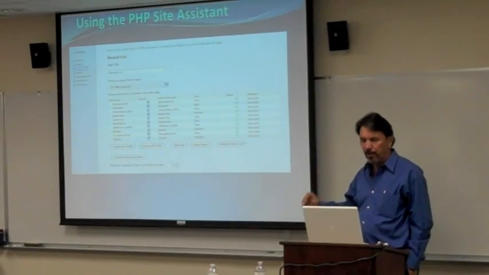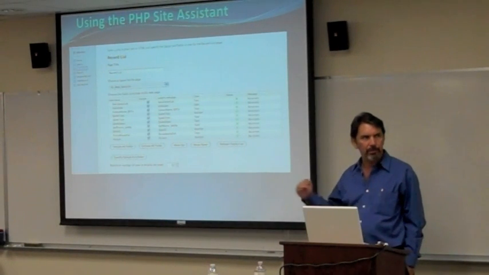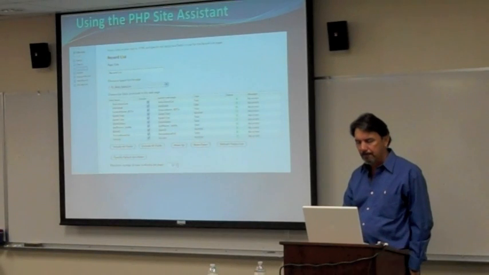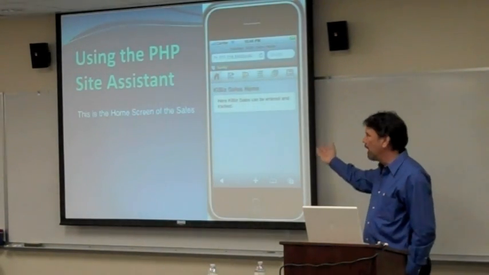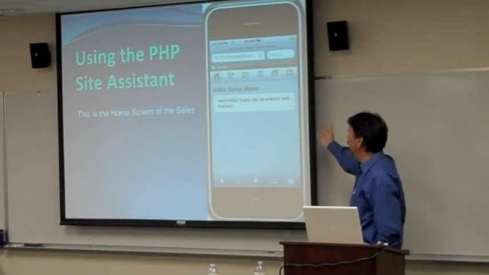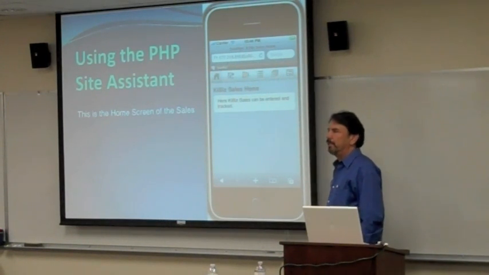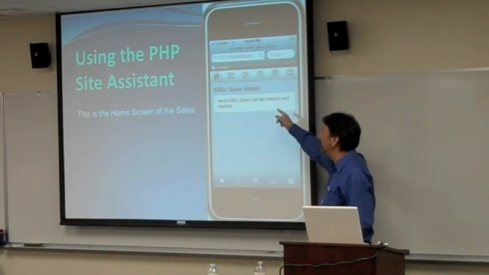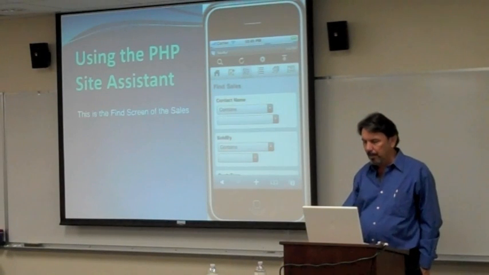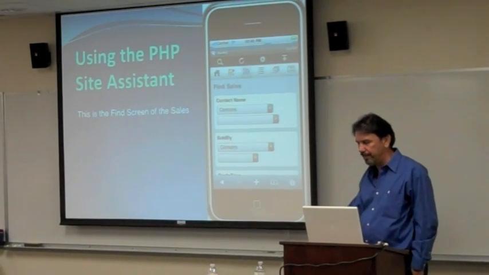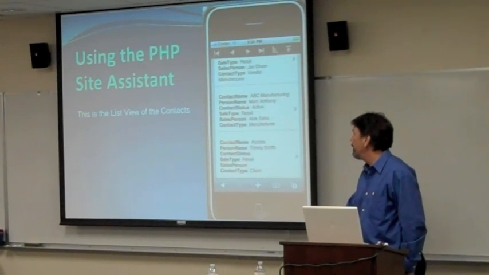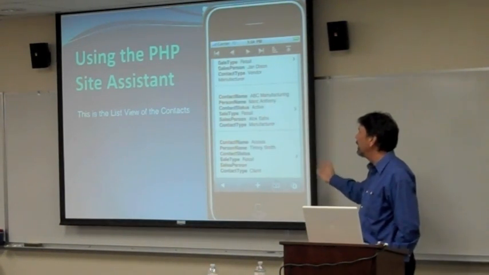You'd have your list view, your detailed view, what fields you want, and it sort of marches you through it. It's like a wizard. And before you know it, voila, you have an application. I mean, it literally took me less than an hour to come up with, and I could get it on my iPhone, and here it is. Here's my home page. Here's my find page, find sales, and it has those nice icons up top. I found the sales, here they are.